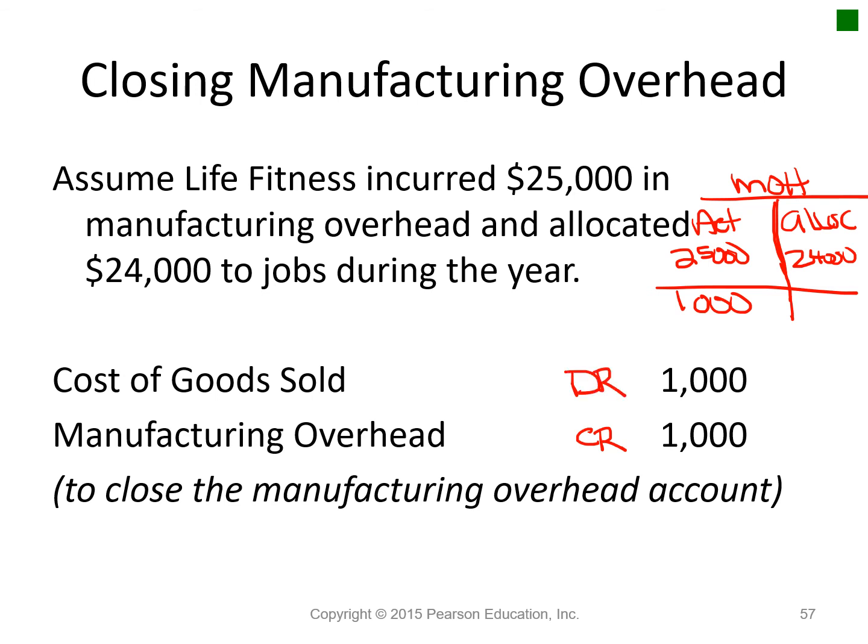So in this case, we undercosted it. We need to adjust cost of goods sold by increasing it. By increasing it, we're now appropriately accounting for our inventory expense. And this is how you close out overhead.